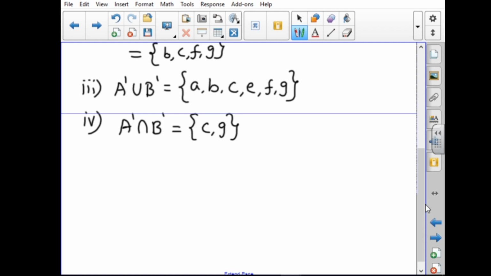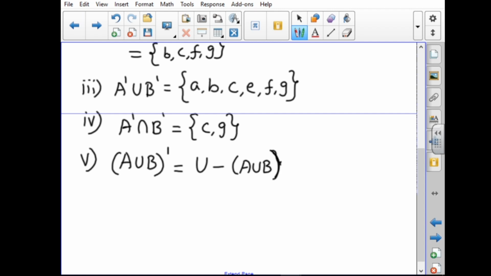Okay. Then fifth one, A union B whole dash. That means A union B complement. Complement means you have to check with your universal set. That means universal set difference A union B. Okay. So in universal set what do you get?